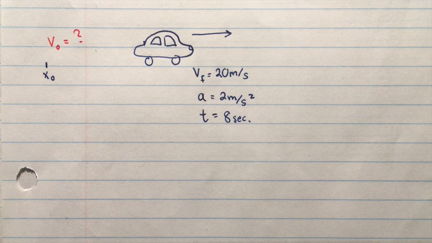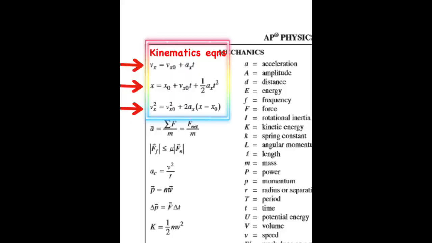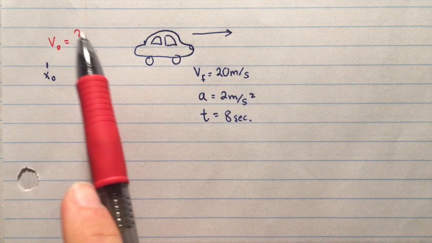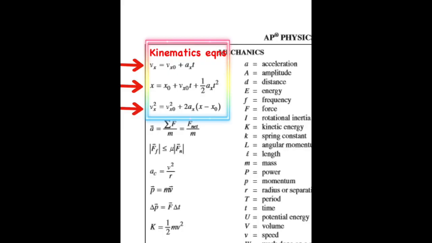Okay, I have everything I know and my target. Now I need an equation with all those things in it. So again, look at the first 3 equations of your equation sheet. Those are the equations you want to use for kinematics problems. So I need my equation to have a v naught in it for sure because that is my target. Well, all 3 of these have a v naught in it, so that doesn't help us choose an equation.